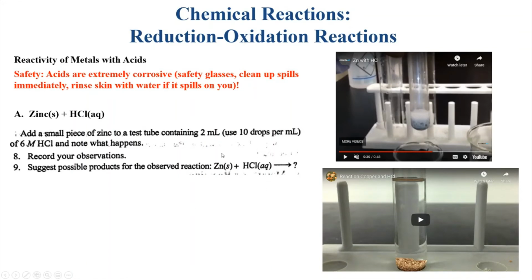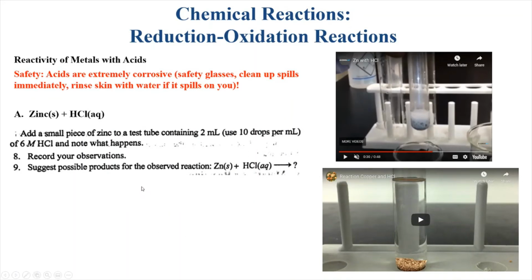Now remember, the reactants that are going into this are zinc, H+, and Cl-. So those are the only possible things that could be in the products. So that might be something you'll want to think about as you're looking at Table 1 to try to predict the products.